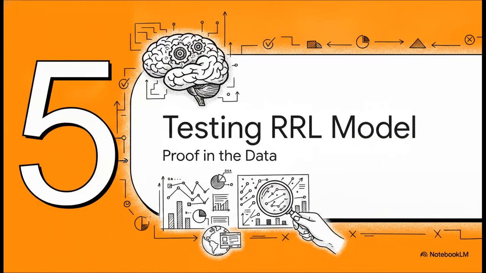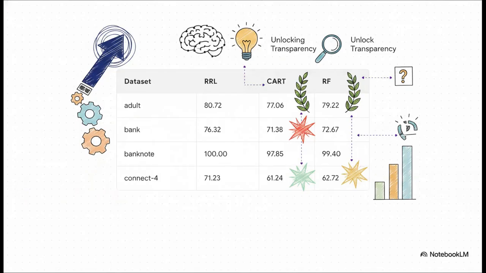Which brings us to Section 5, testing the RRL model. The proof is in the data. Because let's face it, brilliant math doesn't mean much if it flops in reality, right? We need the real-world proof.